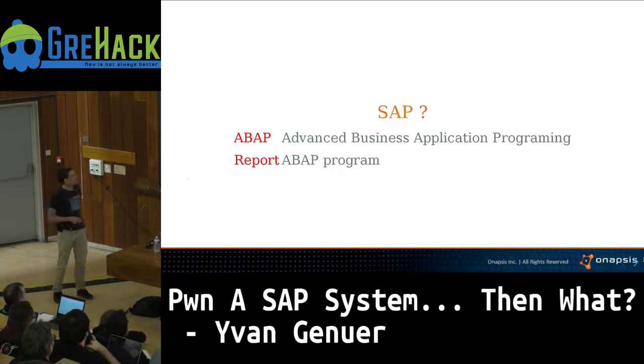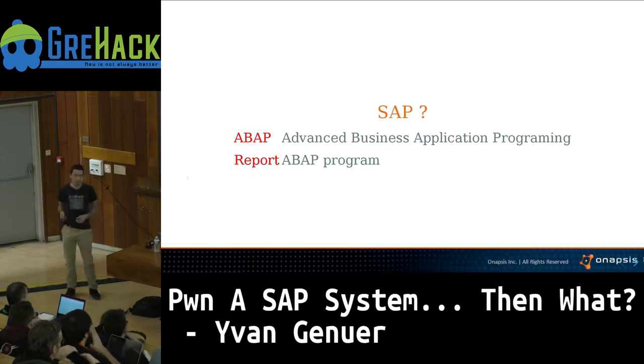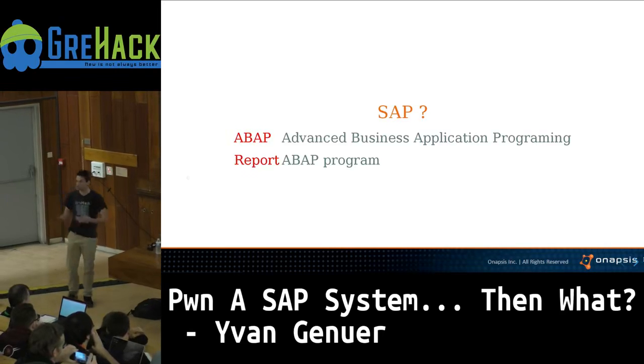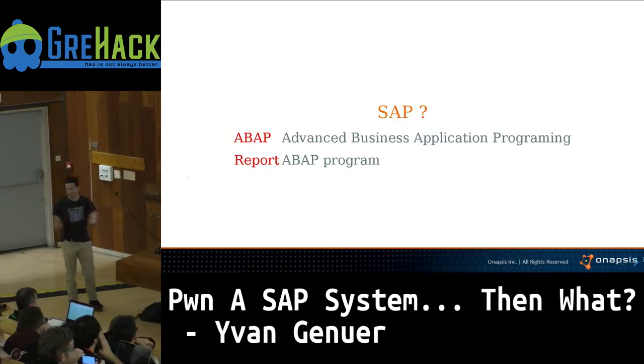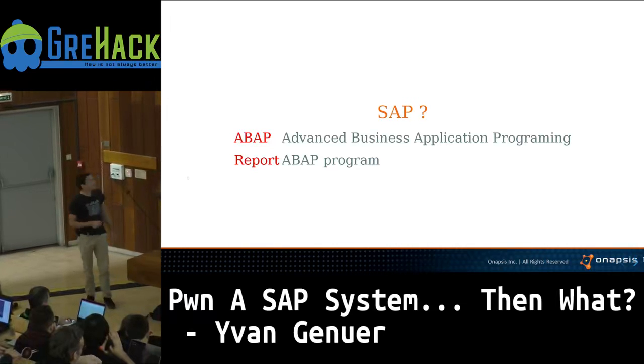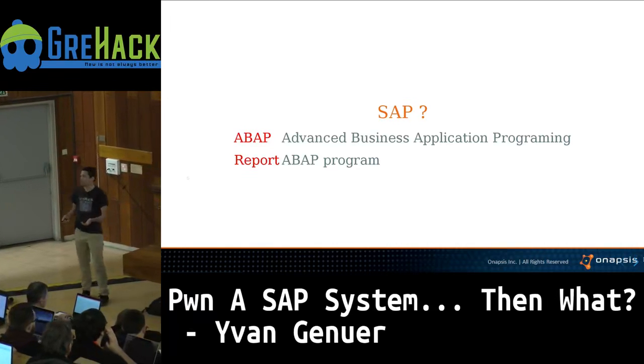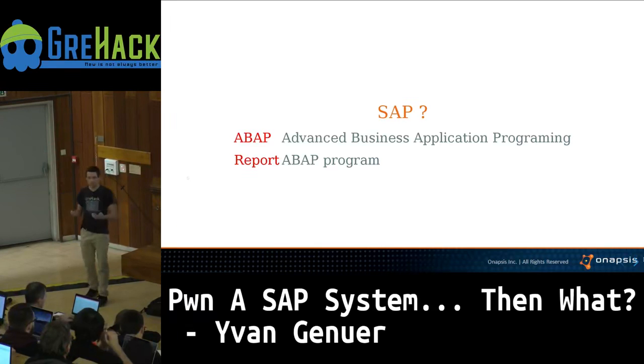What we call ABAP is the language of the SAP system. I will not go deeper into it, but just keep in mind that sometimes we say, okay, this is code in ABAP. The SAP application is coded in ABAP. And what we call a report is just an ABAP program. Sometimes you use an ABAP program to do something on the SAP system. It's basically launching the report.